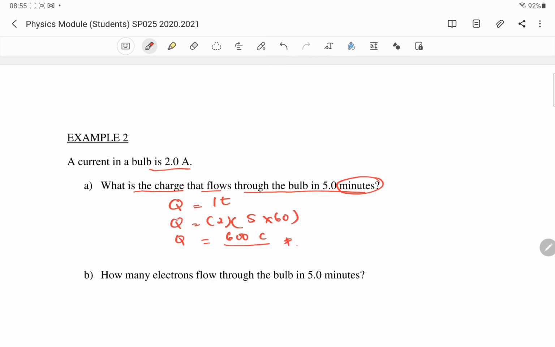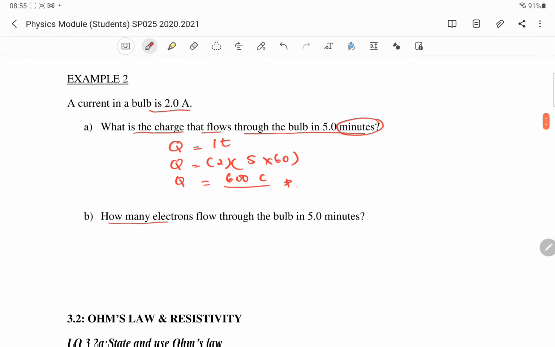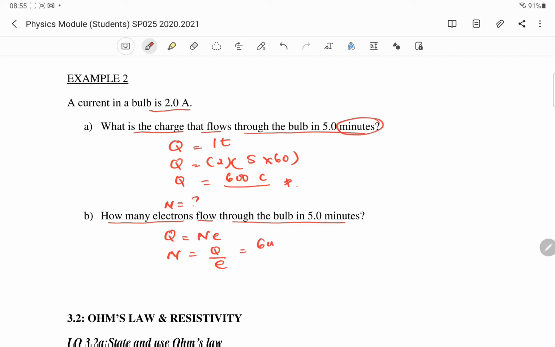Okay. And then soalan seterusnya, how many electron flow through the bulb in 5 minutes? How many electron maksudnya how much electron, nak cari N lah. Q is equal to NE, so N is equal to Q over E. Q is 600 coulomb, E is 1.6 times 10 power of negative 19. So N is 3.75 times 10 power of 21 electrons. Okay, so this is 3.1.